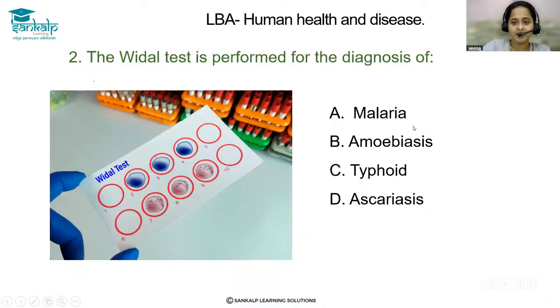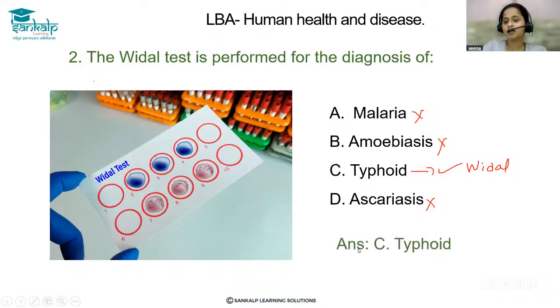So the Vidal test, that is not for malaria, even not for amoebiasis, even not for ascariasis. Okay. So it is used to diagnosis of the fever that is called typhoid. Okay. So the correct answer, the Vidal test is for what? Typhoid. Okay. So it is a specific diagnosis test for typhoid. So the correct answer is here, dear student, option C, that is typhoid. Thank you.